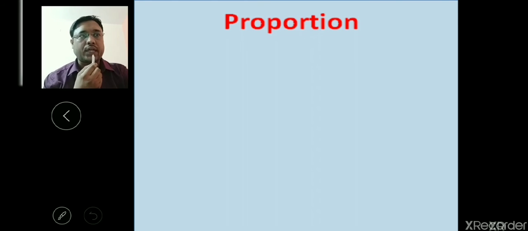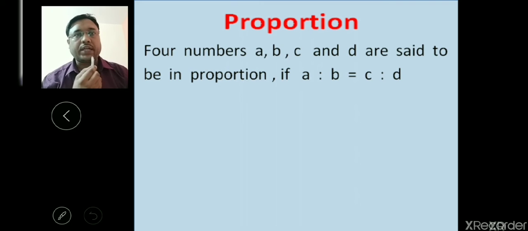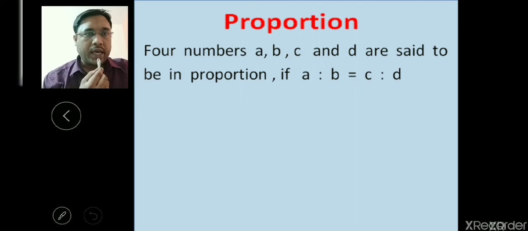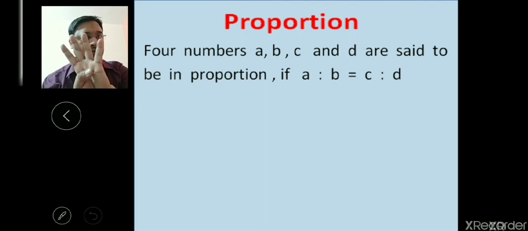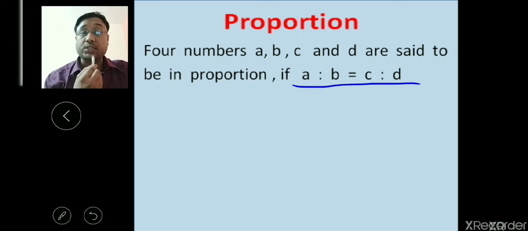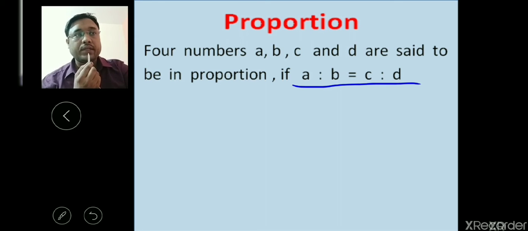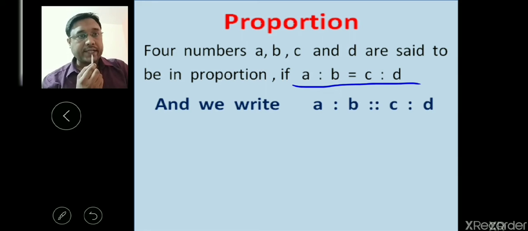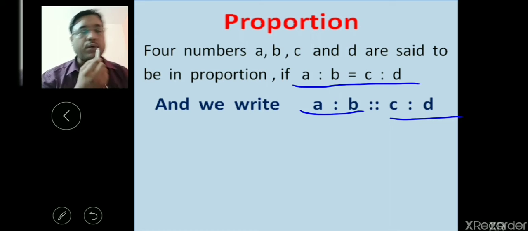First we have to understand proportion. So what is proportion? We can understand it like this: if four numbers A, B, C and D are said to be in proportion, when will they be said to be in proportion? When A is to B equals C is to D. That means the ratio of the first two numbers is equal to the ratio of the last two numbers. We write it as A is to B is proportional to C is to D. This is the symbol of proportionality.